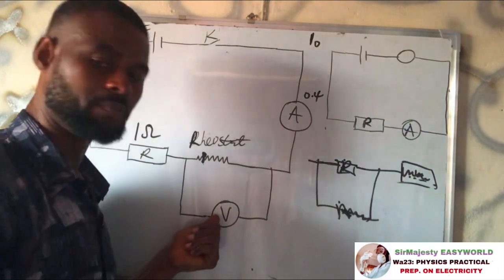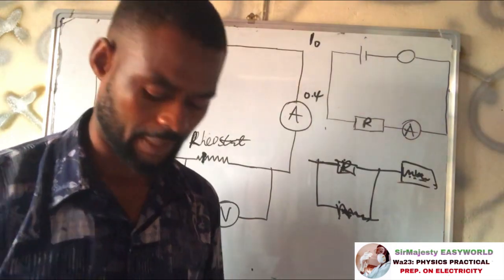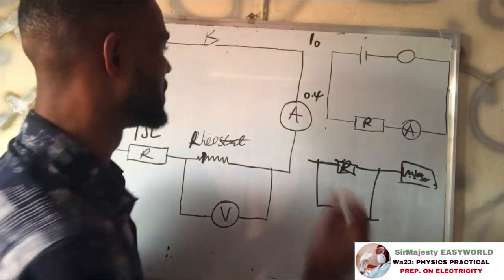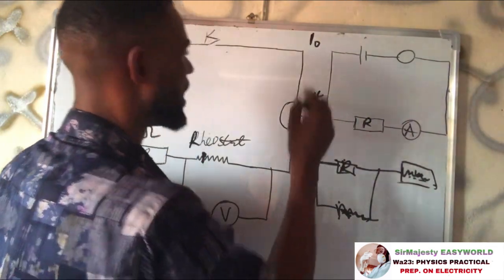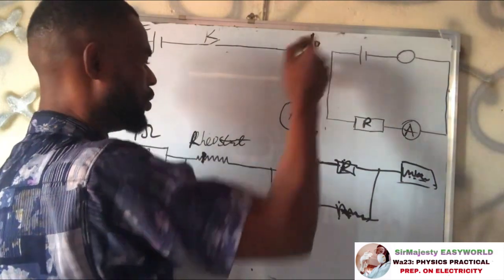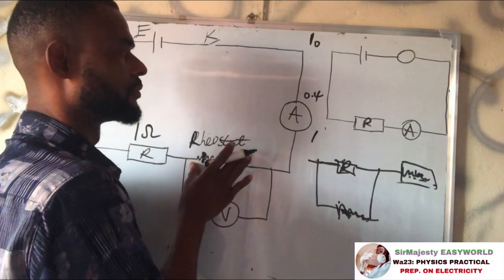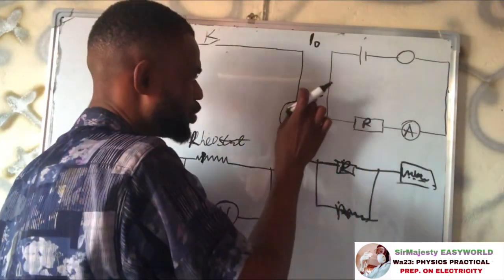Then come back at that particular point in time. Take a reading of this voltmeter that measures the potential difference across the circuit. Then you record it. That one is I. When you record it, the reading of this one is called I. Remember, there is I0. When the rheostat has not been adjusted, you call it I0. But on adjusting it, you get this one, 0.4.